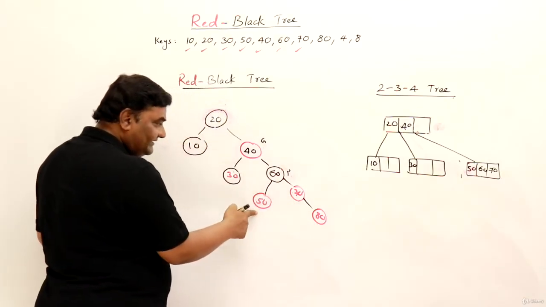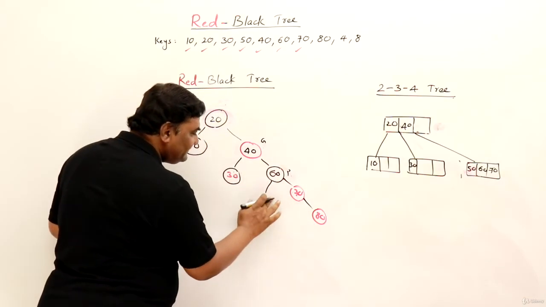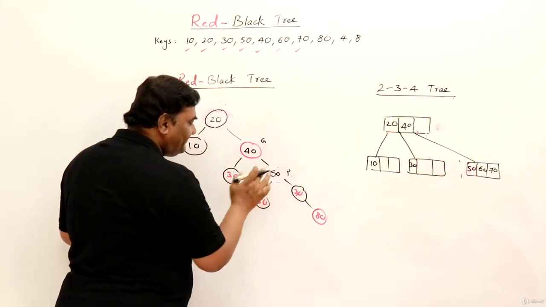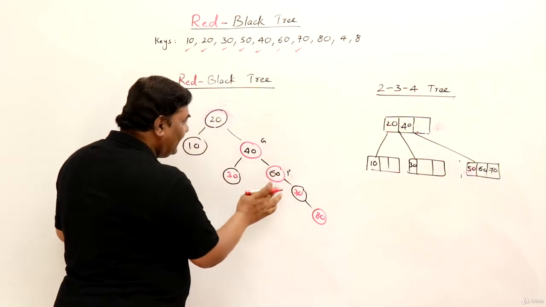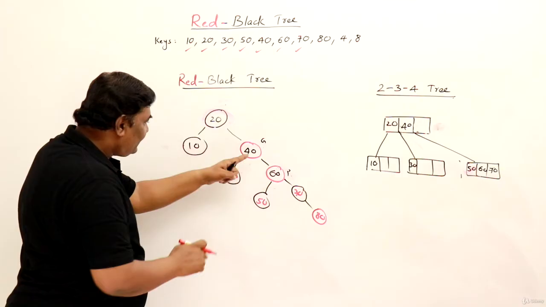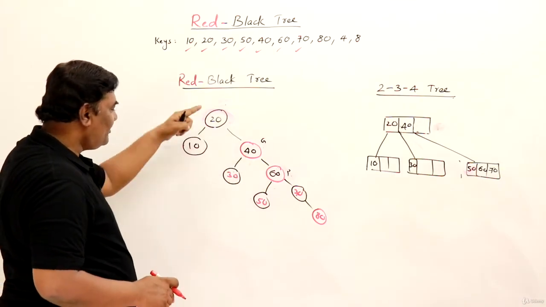Now red conflict. Uncle is also red. So change this to black. Black. Then what about the grandparent? It should become red. Again red conflict. Then check the uncle. Uncle is black. So perform rotation.